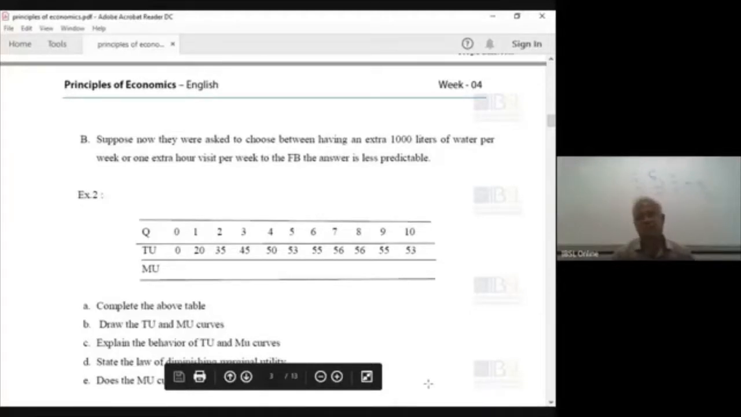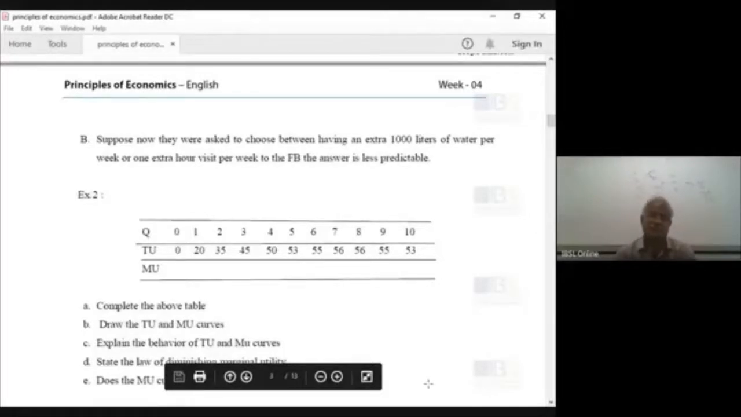What will happen then? Total utility continuously increases. You can see 10, 35, 45, 50, 53. When you increase the consumption quantity, total utility increases. But marginal utility continuously decreases: 10, 25, 10, 5, 3, 2, 1, 0, minus 1, minus 2.